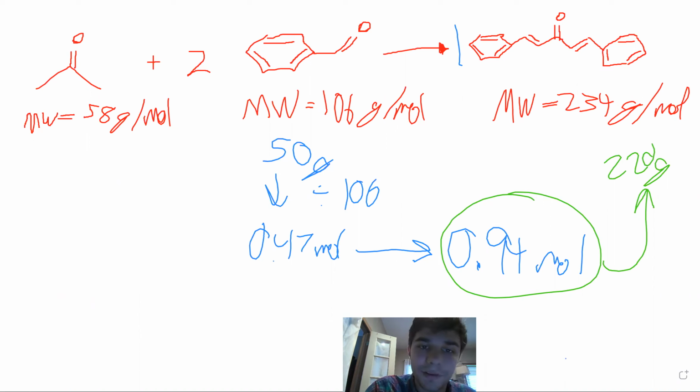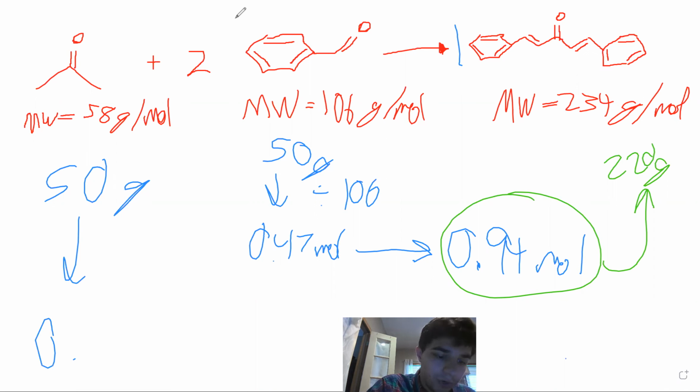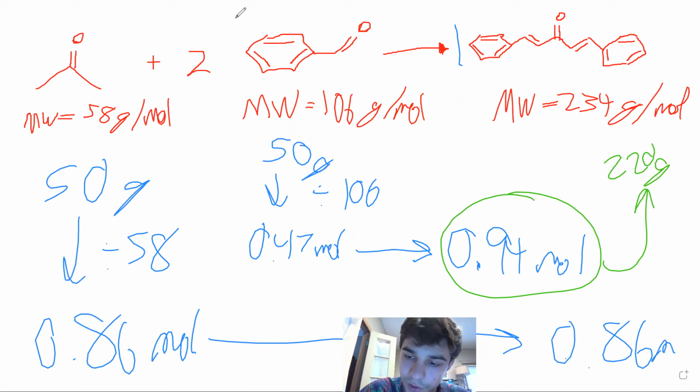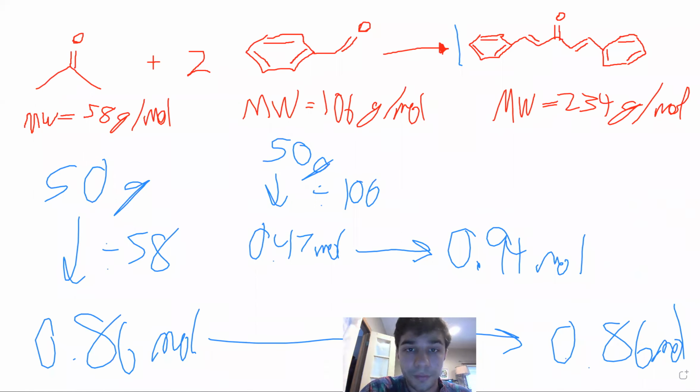Let's say we had 50. Sorry about that. Don't always do it the same way you think. It's 50 grams. That would be 0.86 moles. And since it's a 1-to-1 ratio, you have 0.86 moles over here. Now, our limiting reagent is the acetone.